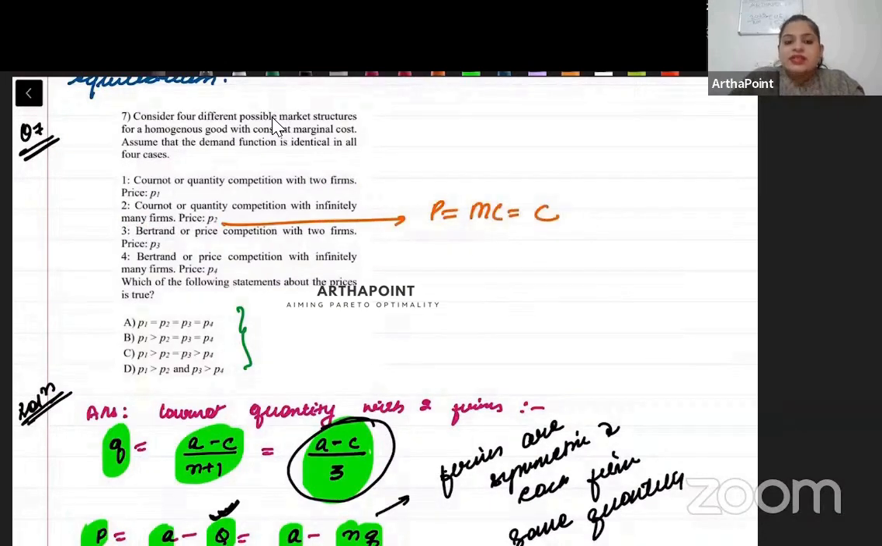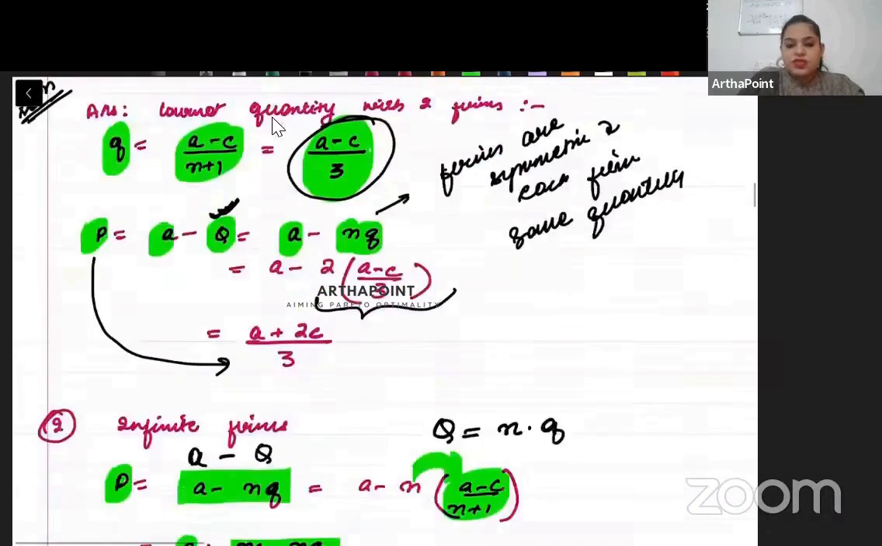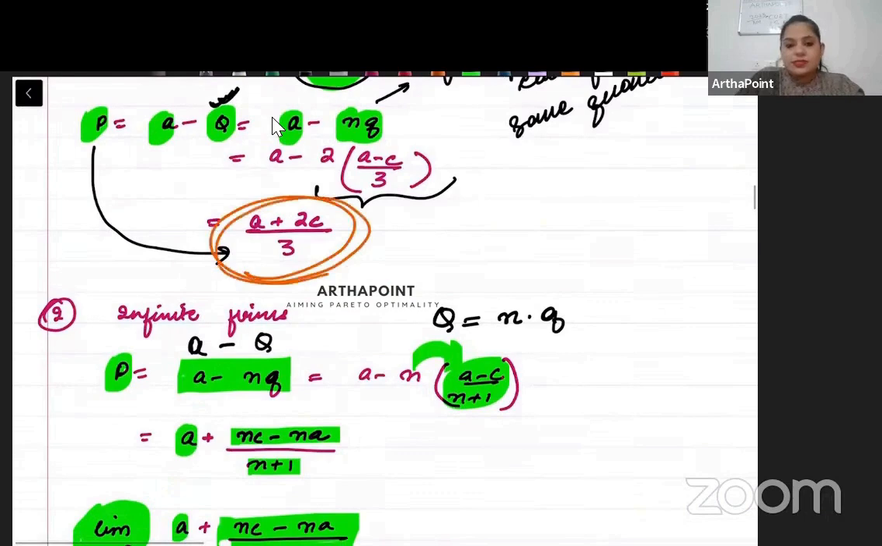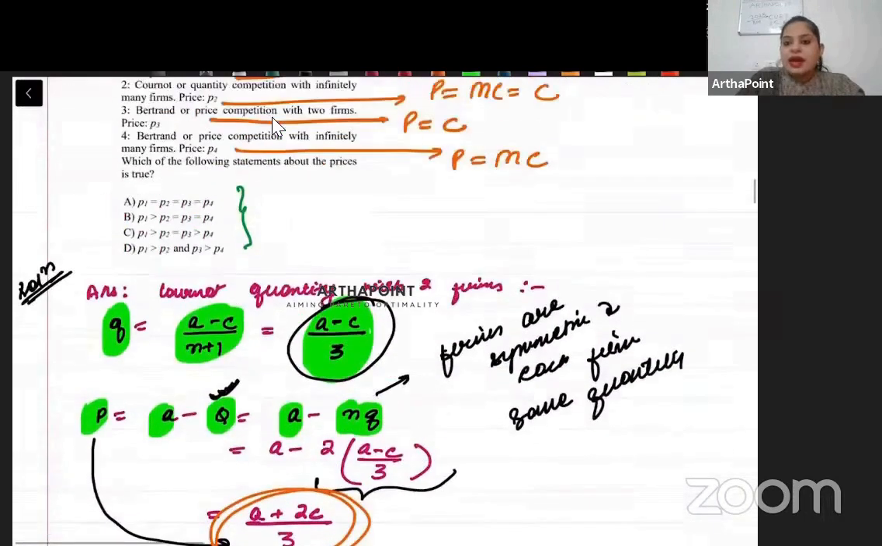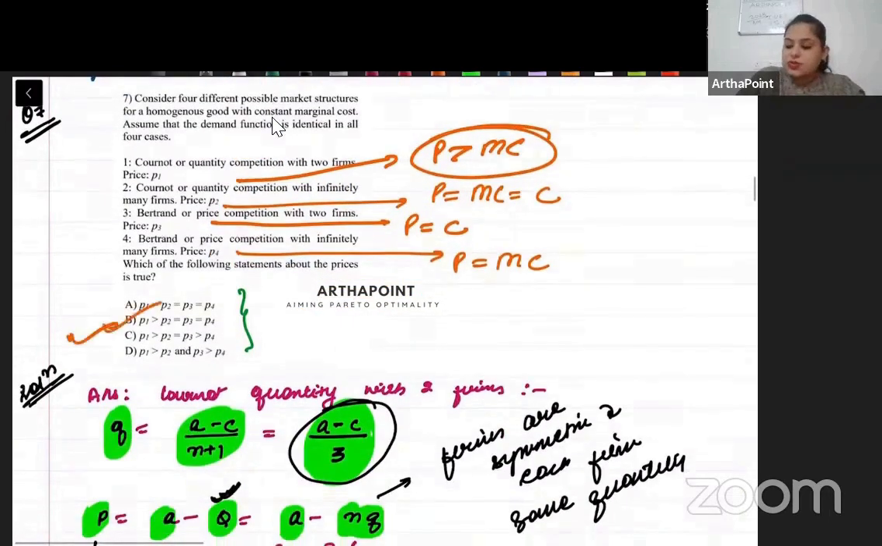Third case, it says Bertrand or price competition with two firms. We know Bertrand paradox. So price will be equal to marginal cost. Bertrand or price competition with infinitely many firms. Same, price will be equal to marginal cost. So the only thing that we have observed is that here price is greater than marginal cost. If you see, price came more than C, right? And in other cases, it is equal to marginal cost. So my correct answer will be B.